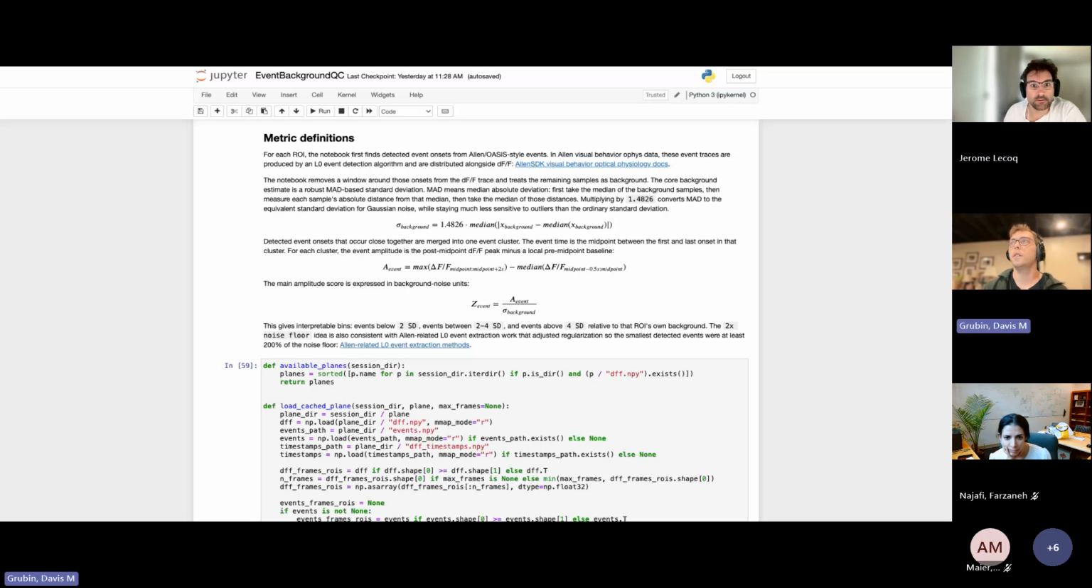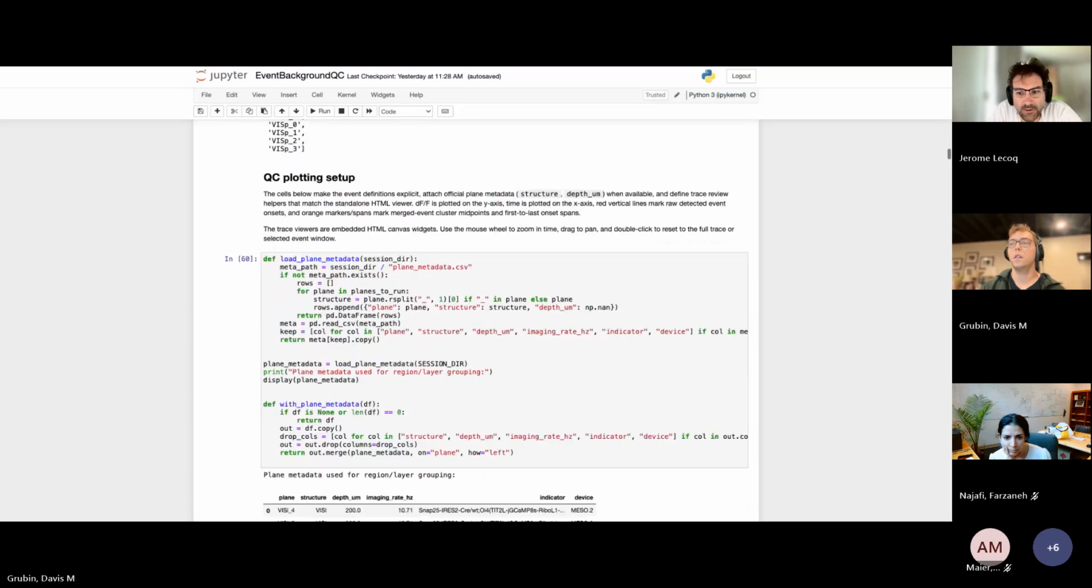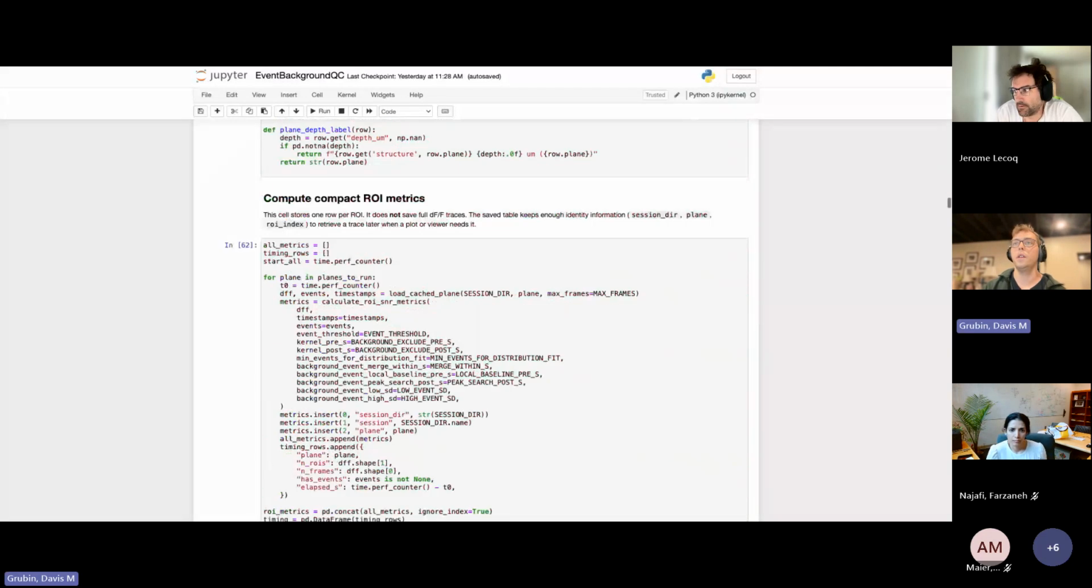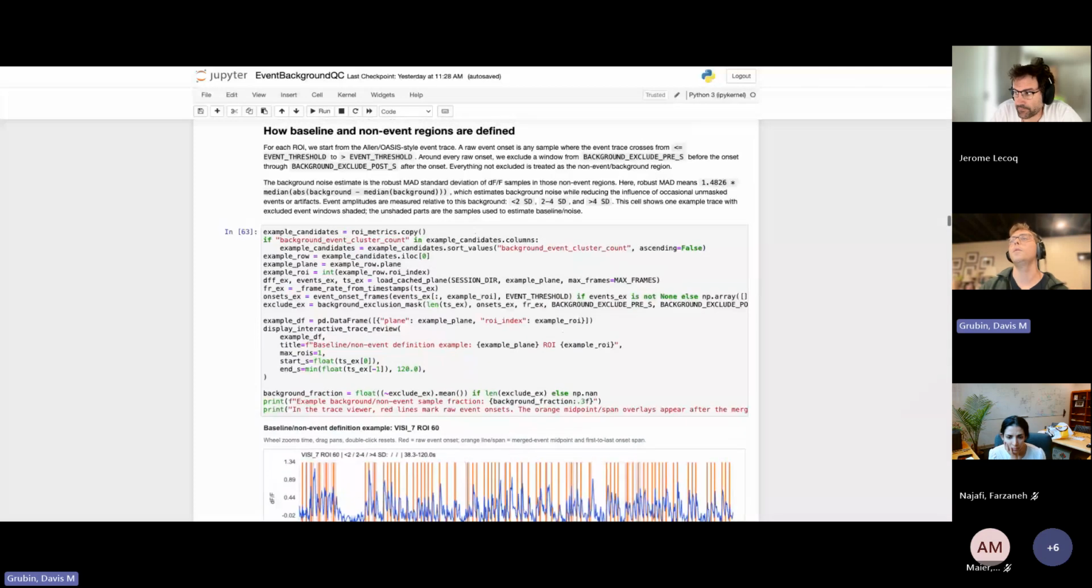And so we get some plots for these in terms of the traces that we have. Well, yeah, this sort of goes over what I was just talking about.